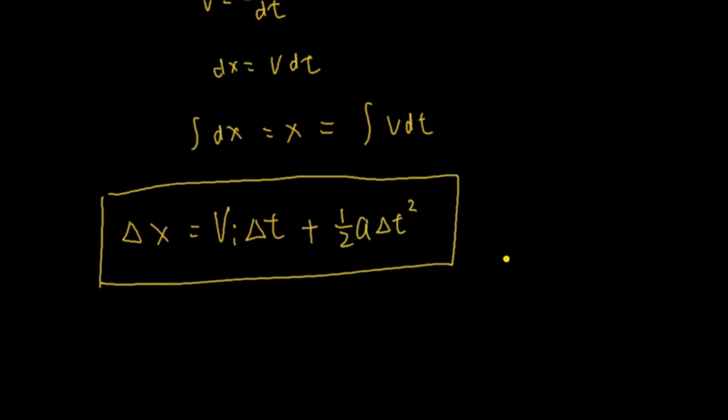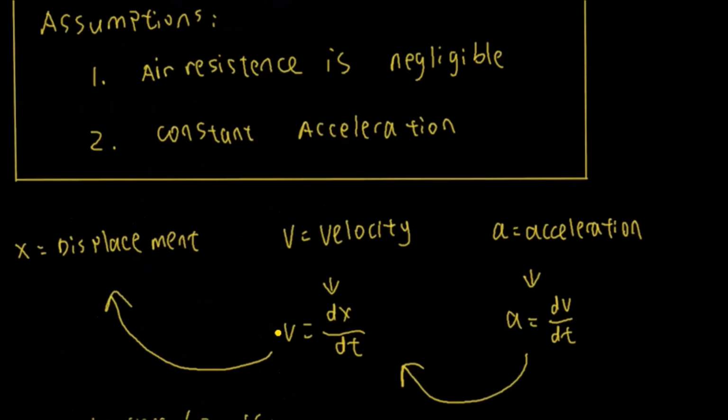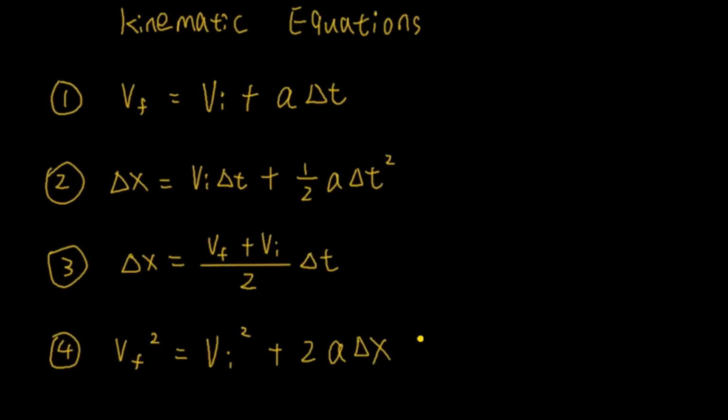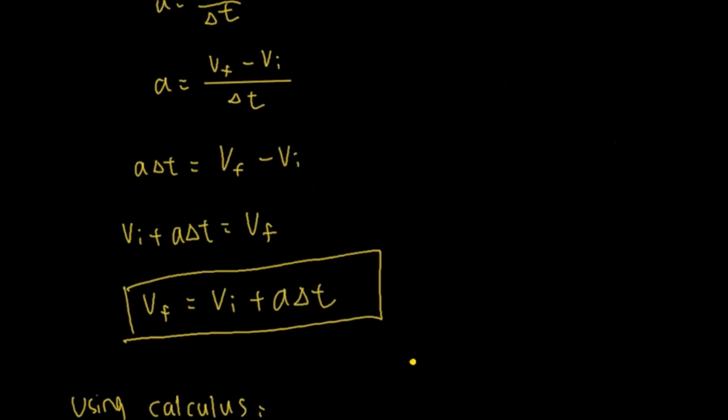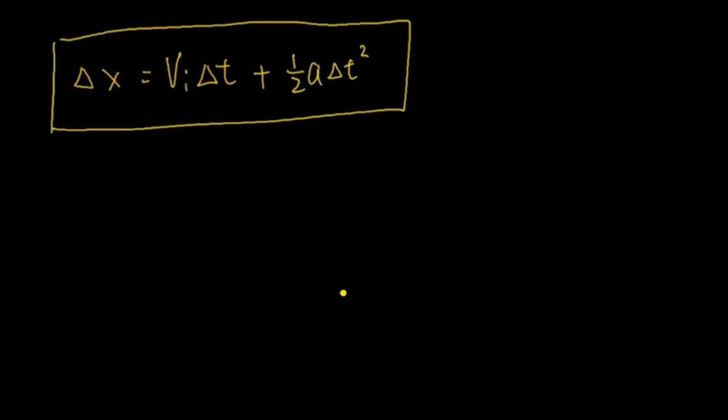Okay, let's talk about the third equation. This one here. Delta x equals V final plus V initial over 2 times delta t. So the third equation, equation 3. Again, to visualize this, I have to draw a graph again. So let's do this.